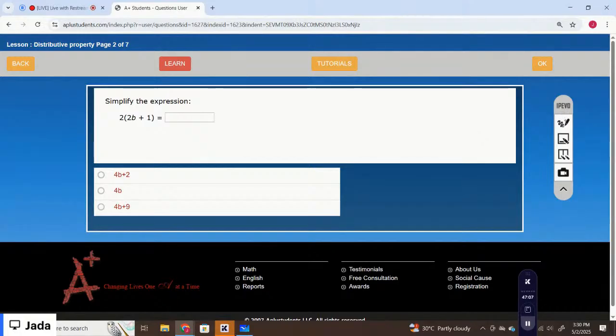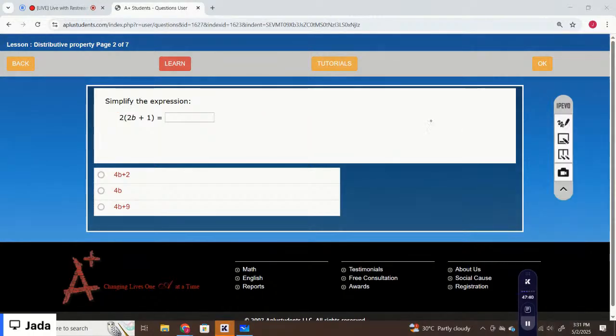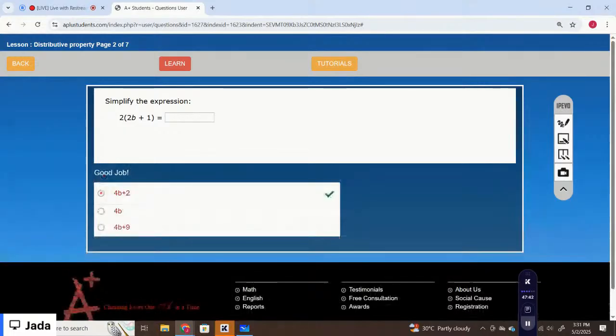2 times 2b plus 1. So 2 times 2b and 2 times 1. 2 times 2b is 4b and 2 times 1 is 2. So that is 4b plus 2. Option number 1 is the correct option.